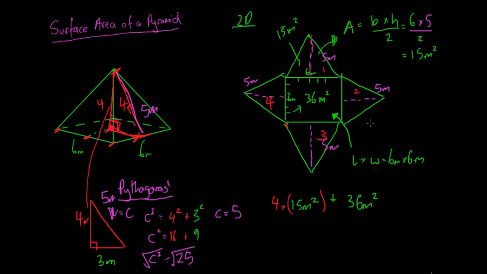in our square base. So the total area of this shape is going to be equal to 4 times 15 meters squared for each of the triangles, which is just going to be 4 times 15 is 60 meters squared, plus 36 meters squared. It's just going to be equal to 60 plus 36 meters squared. So 60 plus 36 is going to be 96 meters squared. So that's how we work out the surface area of a pyramid.